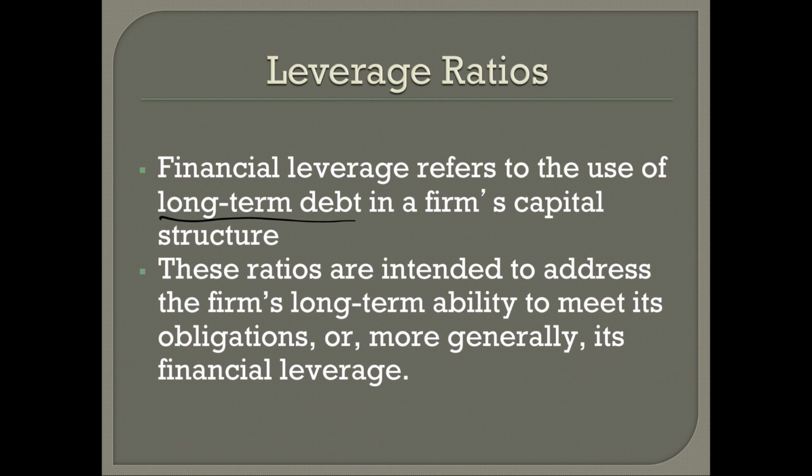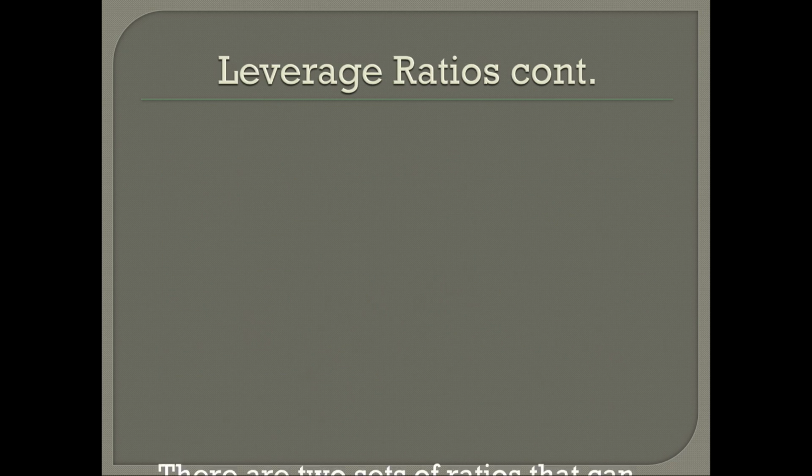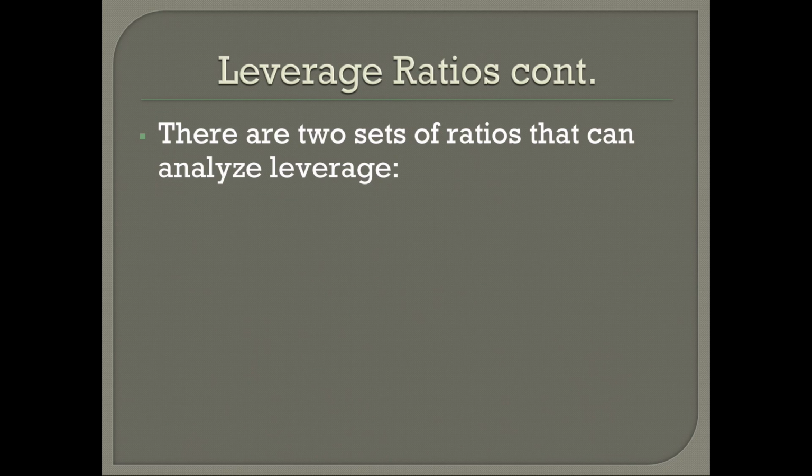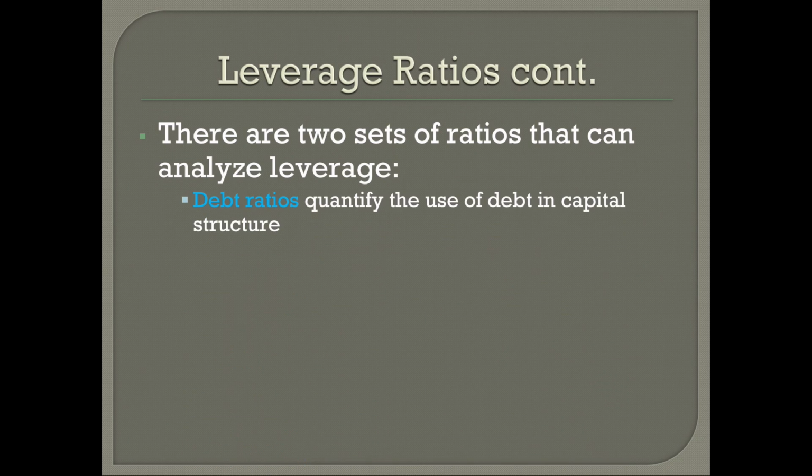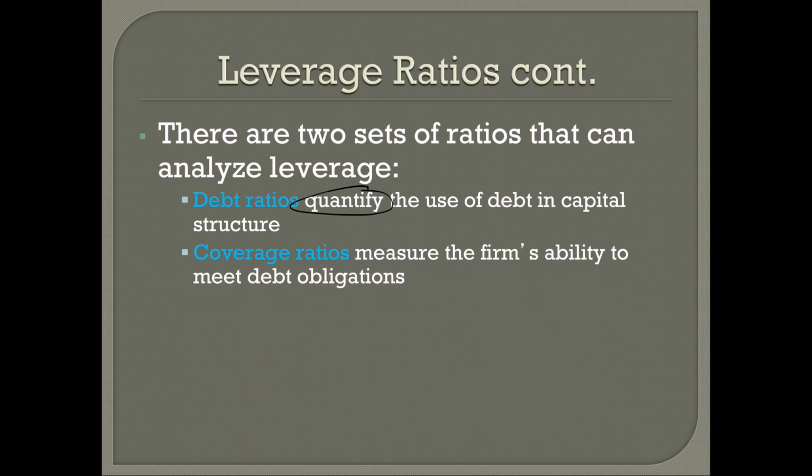Now, these ratios are intended to address the firm's long-term ability to meet its obligations, or more generally, its financial leverage. And there are two sets of ratios that can analyze leverage. The first set are called debt ratios. So these actually quantify the use of debt in the capital structure, so how much debt is being used to fund their assets. The second category of ratios, or the second subset, would be coverage ratios. What is the company's ability to meet their debt obligations? So focusing on those interest payments that they have to make.